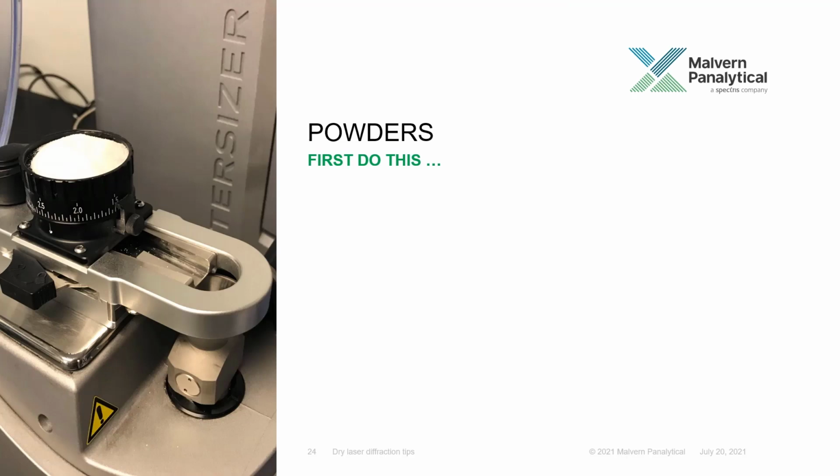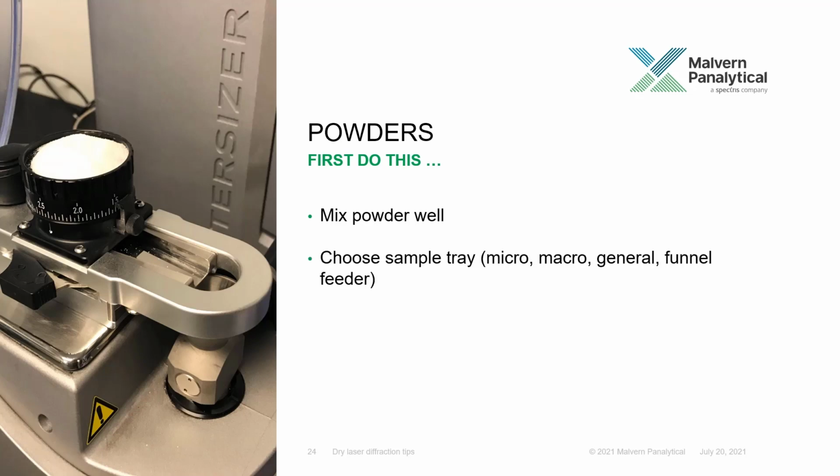First, make sure to mix the original powder well. Then, depending on the sample volume you have and the top end size of the powder, choose your sample tray. The general tray with hopper, shown here, is the most common one. I would use the micro tray for small amounts of fine powder and the funnel feeder when a whole bag of sample needs to be measured.